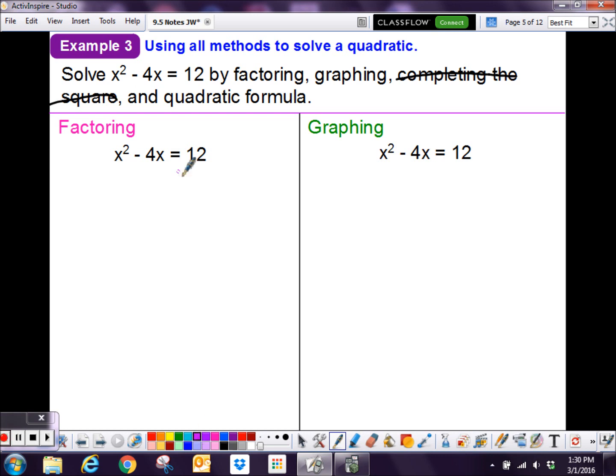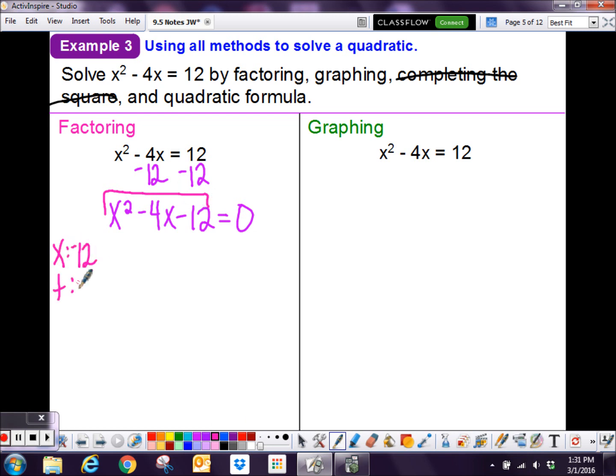Okay, so on this one, I'm going to have to subtract 12 first. So I have x squared minus 4x minus 12 equal to 0. Okay, and this one says to solve it by factoring. So I'm going to multiply a times c. 2 factors that multiply to be negative 12 and add to be negative 4. Those 2 numbers are negative 6 and 2.